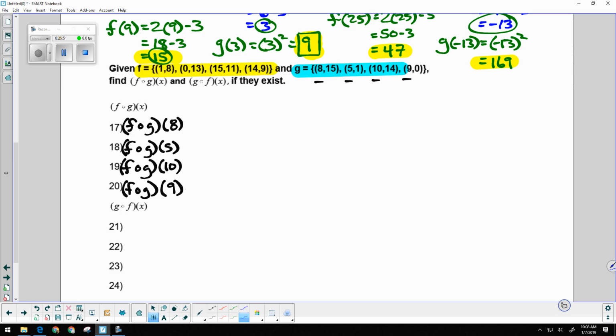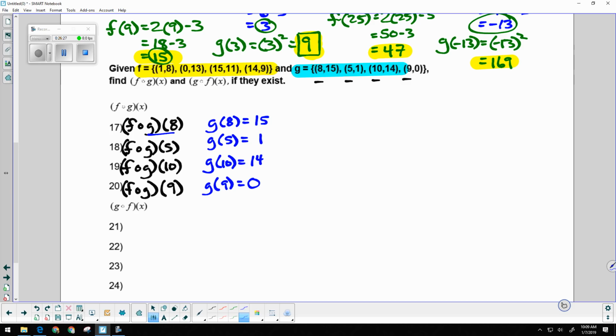The first step is, what's g of 8? If we look at the blue g function up here, when 8 is my x-coordinate, 15 is my y-coordinate. For the second one, g of 5: when 5 is my x-coordinate, 1 is my y-coordinate. G of 10: when 10 is my x-coordinate, 14 is my y-coordinate. And g of 9: when 9 is my x-coordinate, 0 is my y-coordinate.